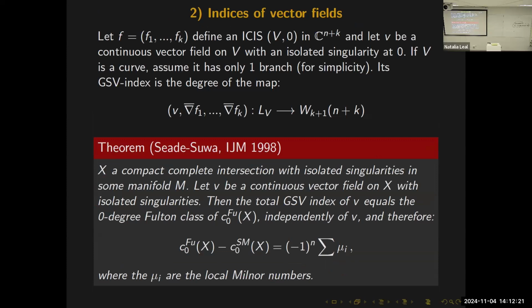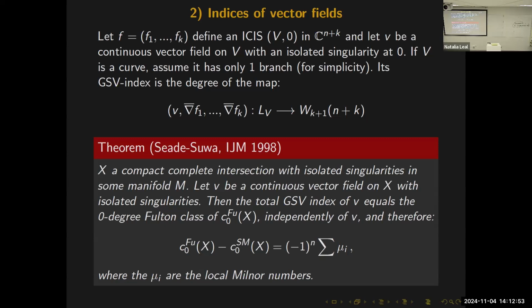Now let me change topic. Consider an isolated complete intersection singularity germ V in C^(n+k), and consider a continuous vector field tangent to V with an isolated singularity at 0. If it is a curve, we assume it has only one branch. We can deal with the general case, but you have to take into account the intersection numbers of the different branches and so on. Just take the irreducible case.